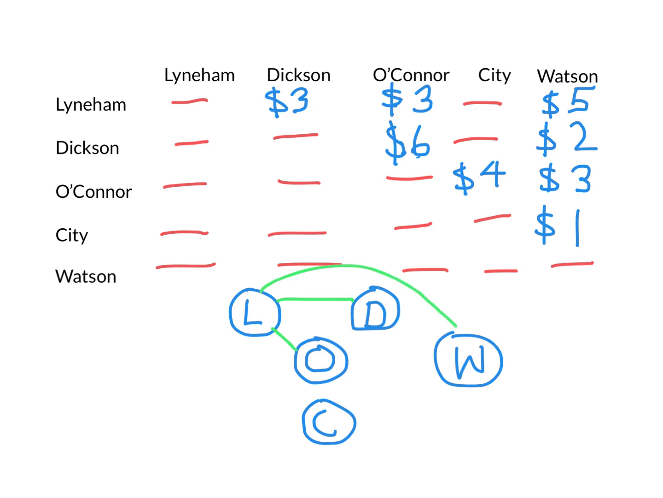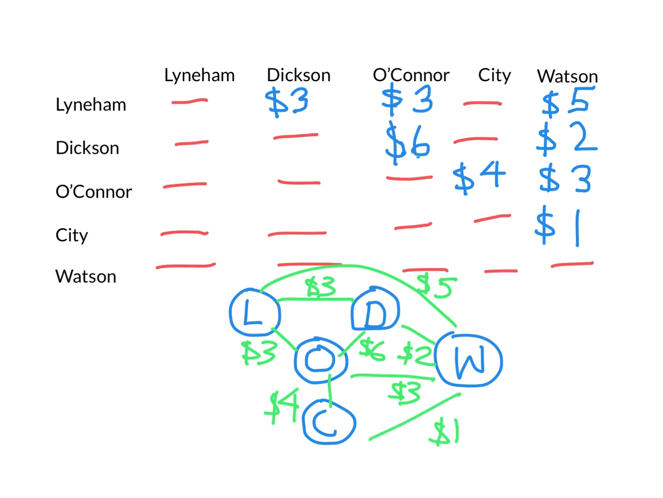So let's put on the amounts. Lyneham to Dickson and Lyneham to O'Connor are $3 each. Lyneham to Watson is $5. Now let's look at Dickson. Dickson connects to O'Connor, so we'll put that there, and that was $6. And of course Dickson connects to Watson for $2. Now we look at O'Connor. O'Connor also connects to the city for $4 and $3 to Watson. And now we connect Watson to the city for $1.